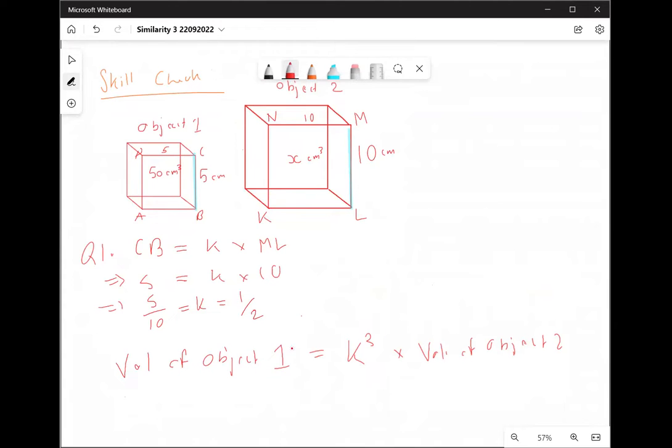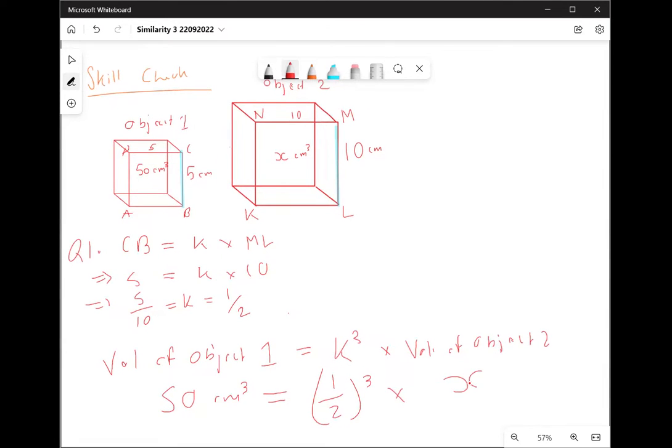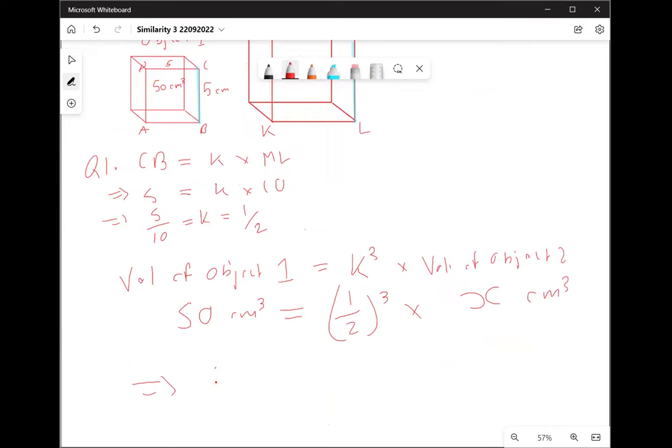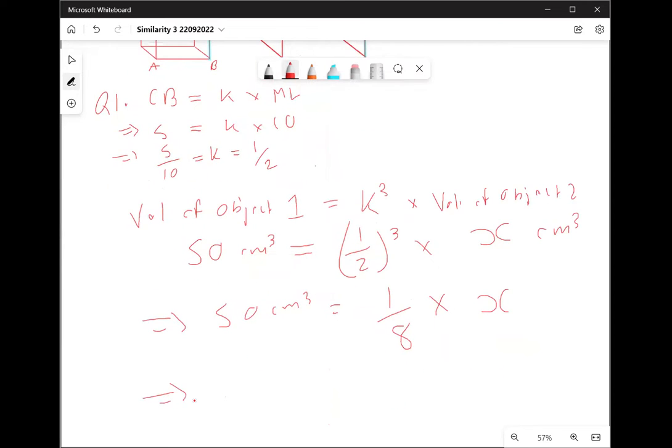Now, volume of object 1 is 50 cm cube. What is K? K is half. We found K cube. And what is the volume of object 2? We don't know. It's x cm cube. So finally, the answer will be 50 divided by half cubed. That's 1/8, so 0.125.